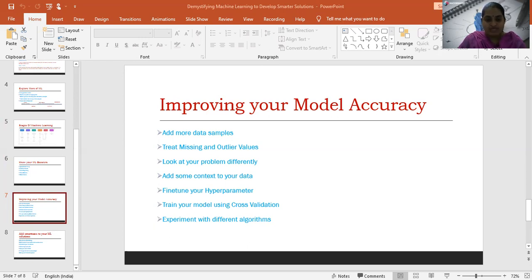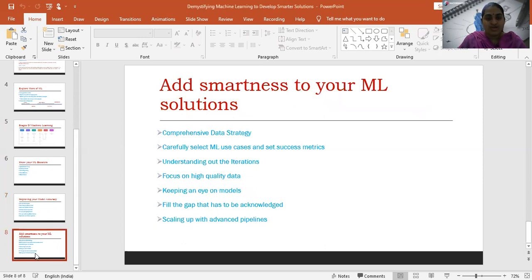Coming to our last slide, we will learn a way to add some smartness to your ML solutions. Comprehensive design data strategy. Successful machine learning solutions start with a strong data strategy. The machine learning model is only as good as the data it gets trained on, as it's the main challenge. If there are problems with data, teams end up spending their time doing data cleanup and management, as they don't have the data that they require.